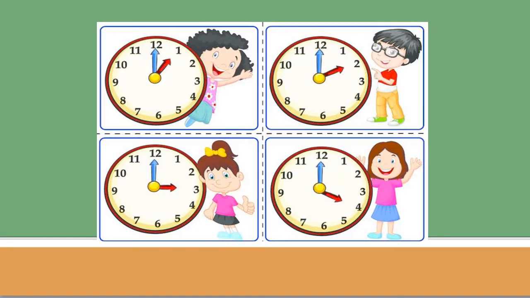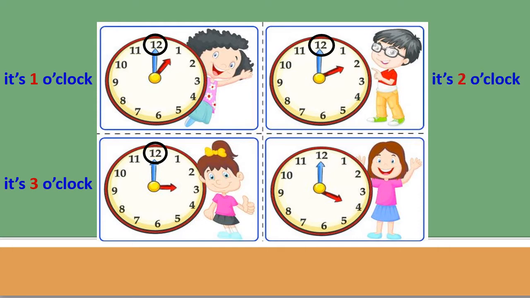Let's practice. In the first clock here, the short hand points to 1 and the long hand points to 12. It means 1 o'clock. In the second clock here, the short hand points to 3 and the long hand points to 12. It means 3 o'clock. Here, the short hand points to 2 and the long hand points to 12. It means 2 o'clock. In the last clock here, the short hand points to 4 and the long hand points to 12. It means 4 o'clock.